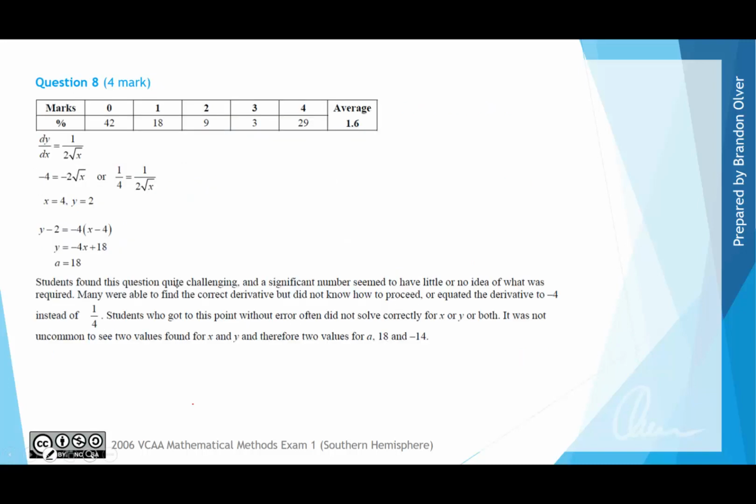So the examiner's report points out that this question was quite challenging for students. A significant number seemed to have little or no idea of what was required. Many were able to find the correct derivative but did not know how to proceed, or equated the derivative with negative 4, which is the gradient of the normal line, instead of 1/4, which is the gradient of the tangent, which is what we needed to do.